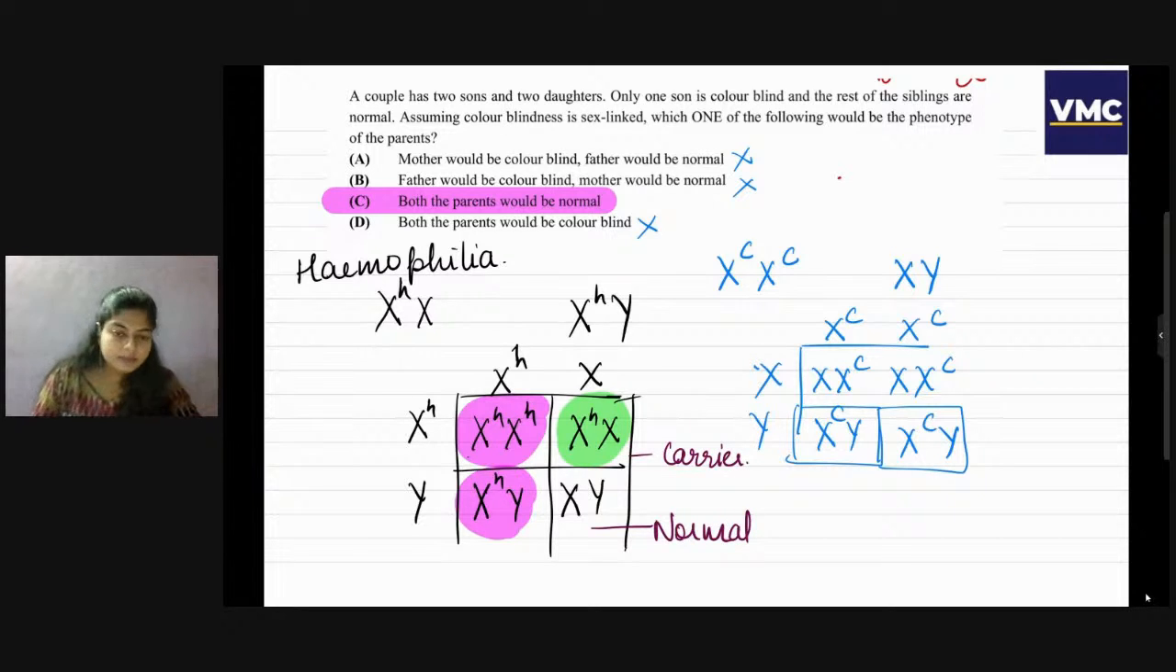So in this hemophilia case, if mother is a carrier and father is hemophiliac, then 50% of the offspring will be hemophiliac, 25% of the offspring will be carrier, and 25% will be normal.